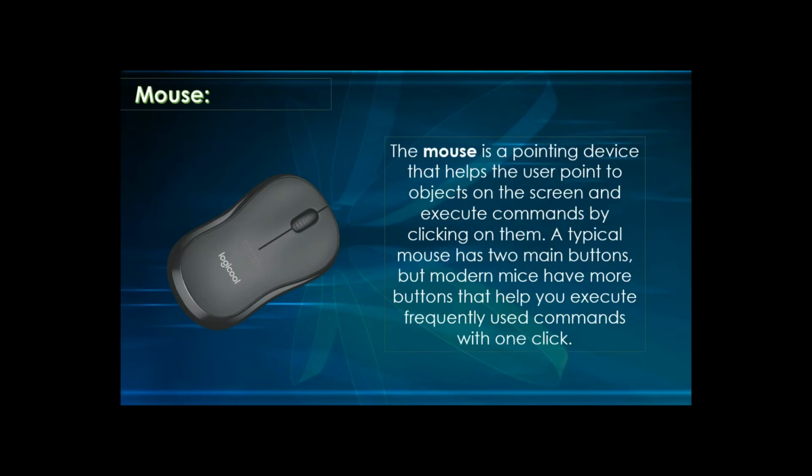Mouse. Mouse is a pointing device that helps the user point to objects on the screen and execute commands by clicking on them. A typical mouse has 2 main buttons. One is left click and the other is right click. But modern mice have more buttons that help you execute frequently used commands with one click.